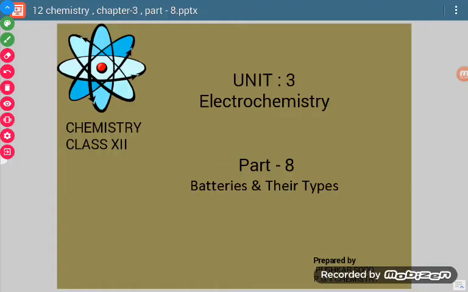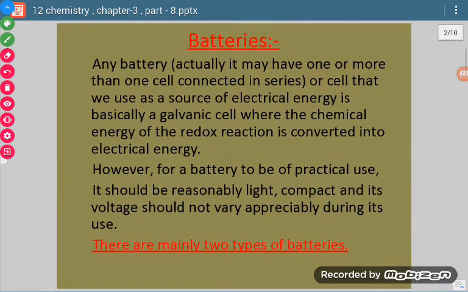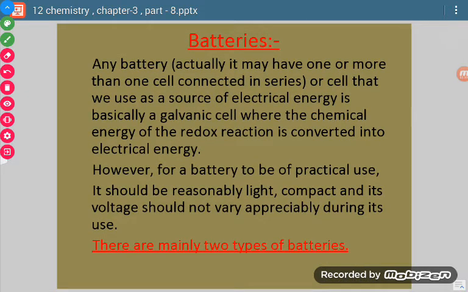So good morning students. Today we are going to start with a new topic, batteries and their types. So first of all, what is a battery? Battery is the combination of cells. Sometimes for a single cell also we use this word, but otherwise battery is combination of cells.